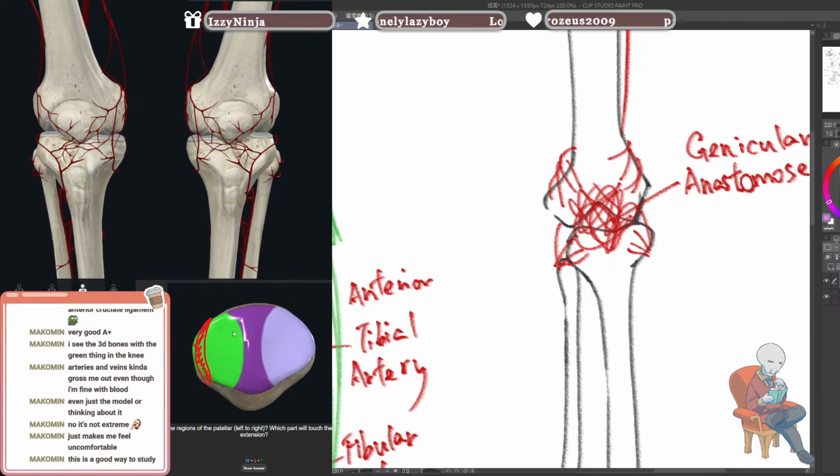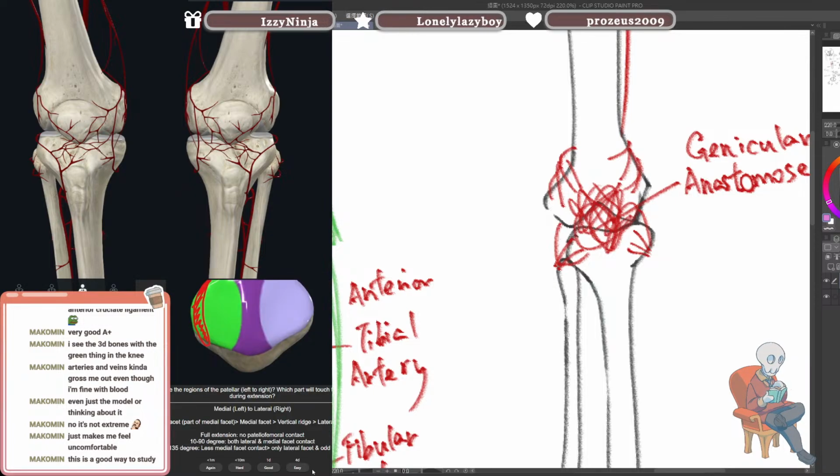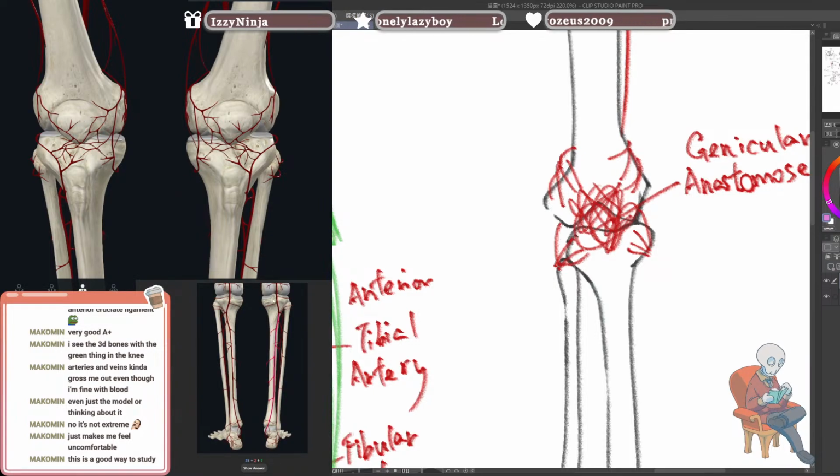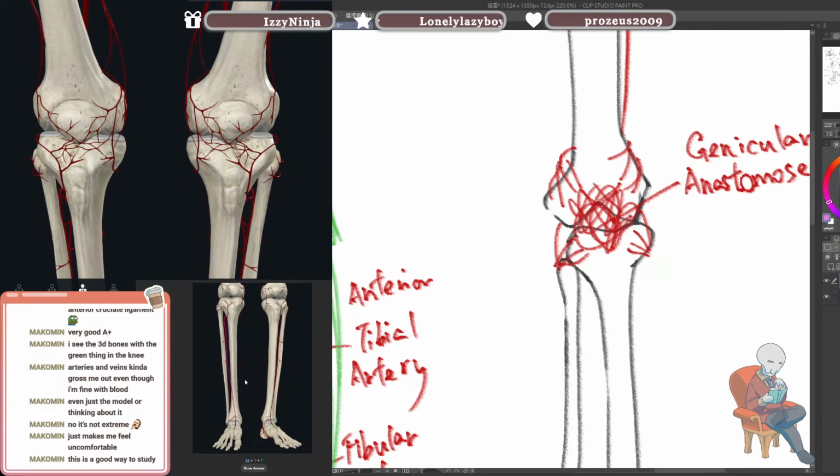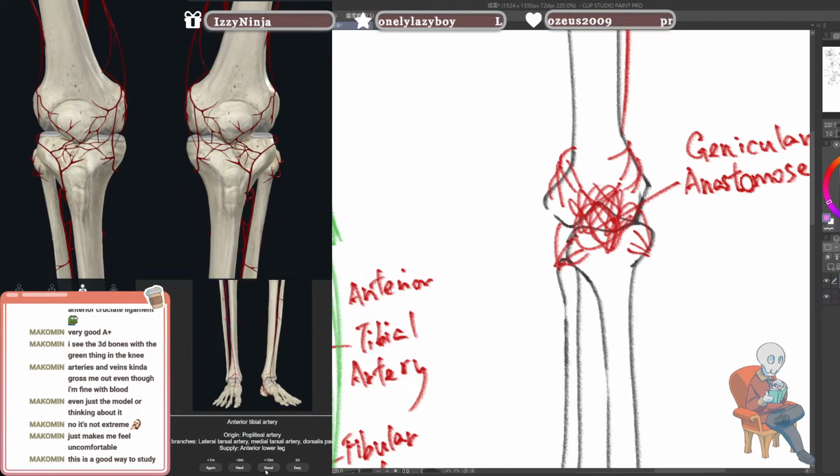And the regions are the odd facet, and then the medial and lateral facets, and the middle of it is the vertical ridge. Easy. Oh, this is showing me all of these things again. This is the posterior tibial artery and the anterior tibial artery.